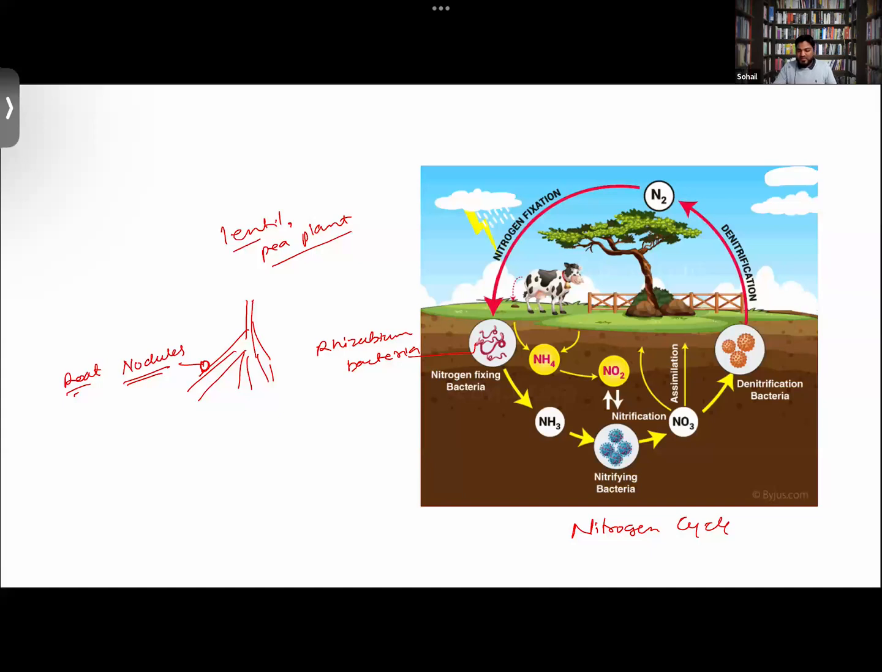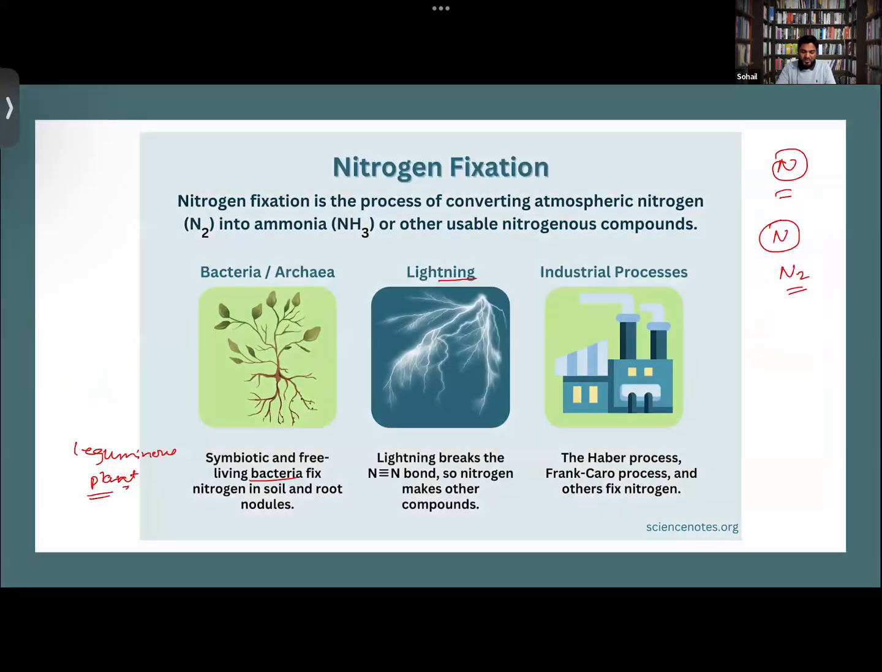So basically what we just discussed is that our atmosphere contains a lot of nitrogen gas. In fact, almost 78% of the atmosphere is nitrogen gas, right? But it cannot be directly utilized by the plants. So in order to get that, there are some bacteria which help here. The process of converting nitrogen gas of the atmosphere into compounds of nitrogen, which can be used by the plants, is called nitrogen fixation.